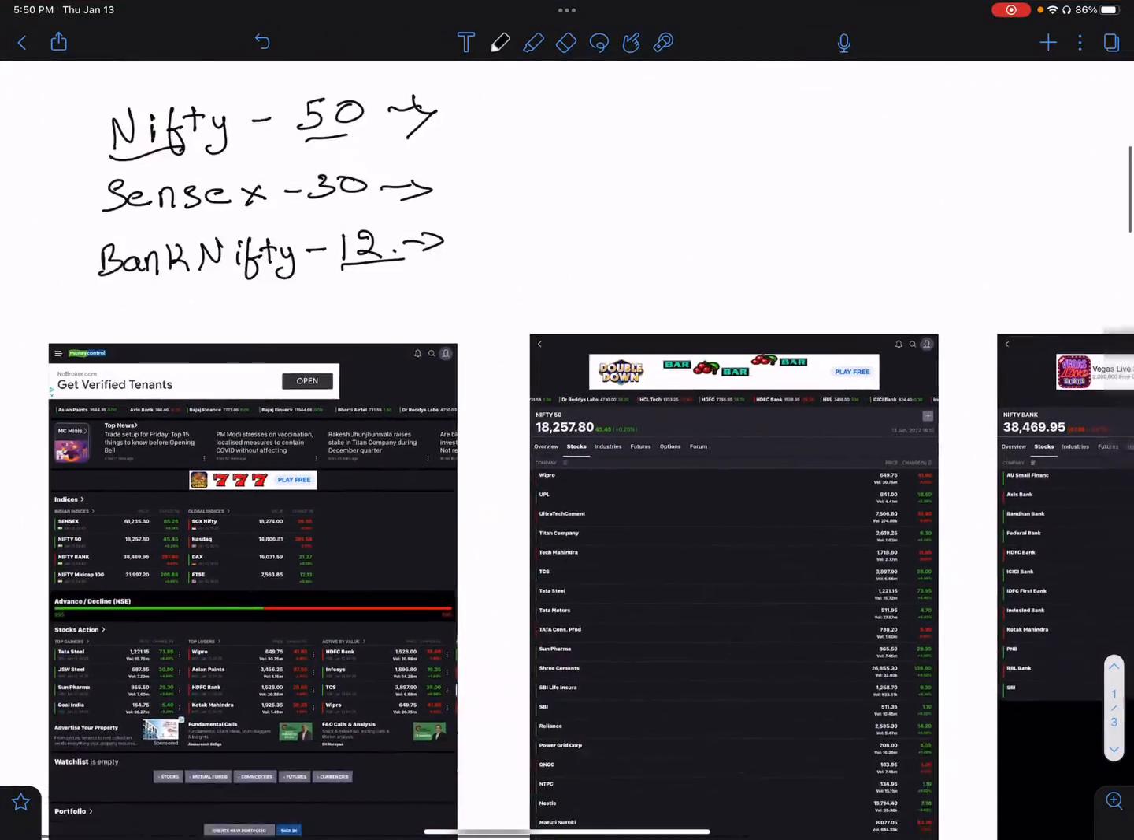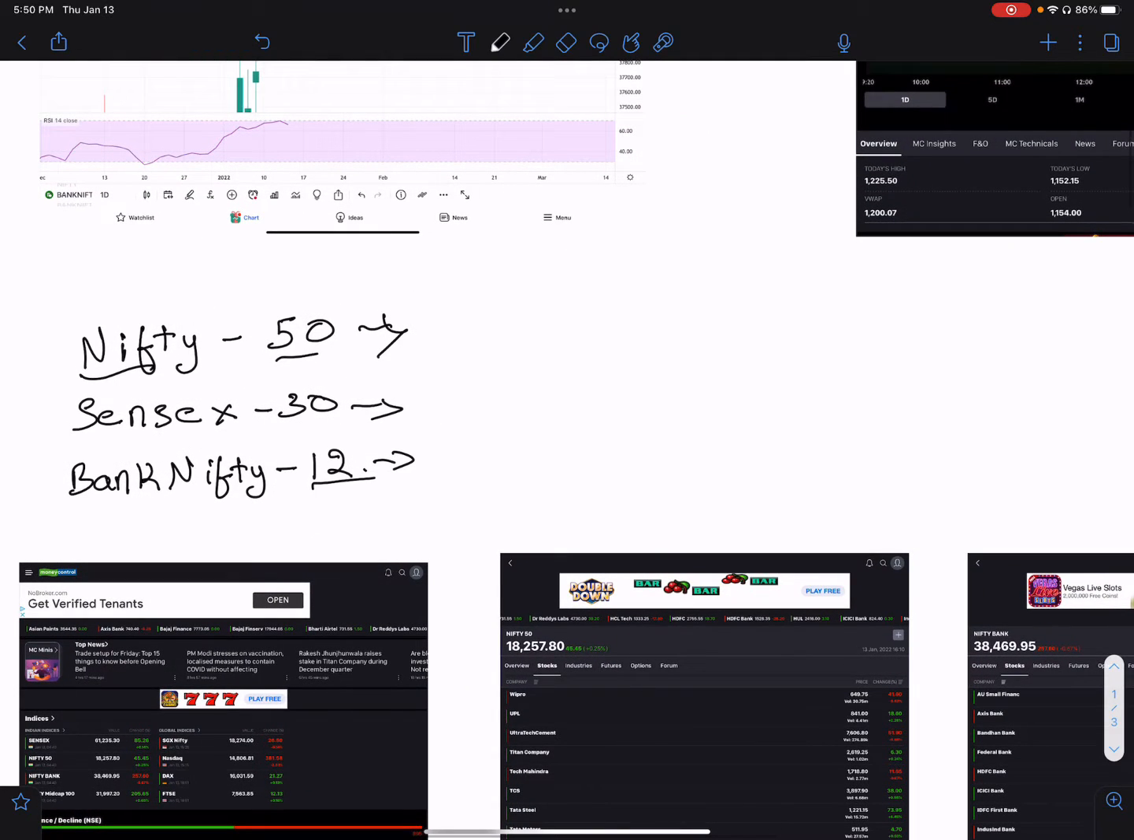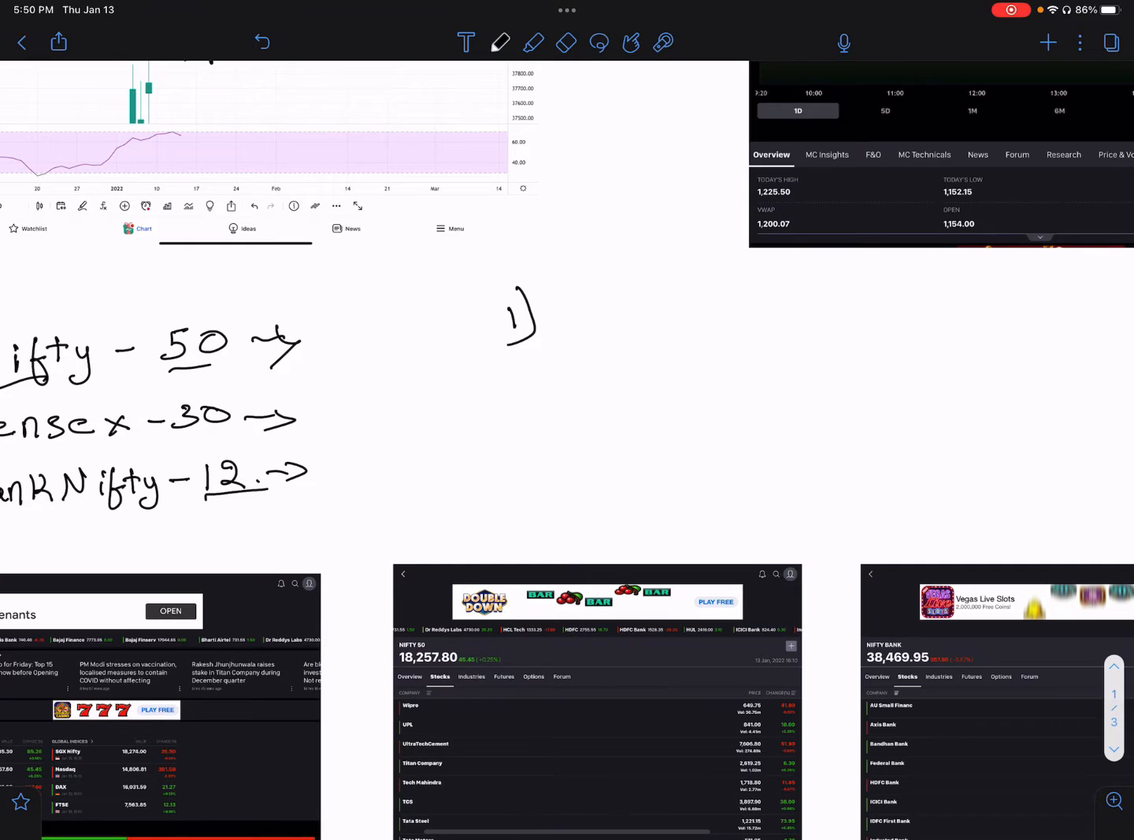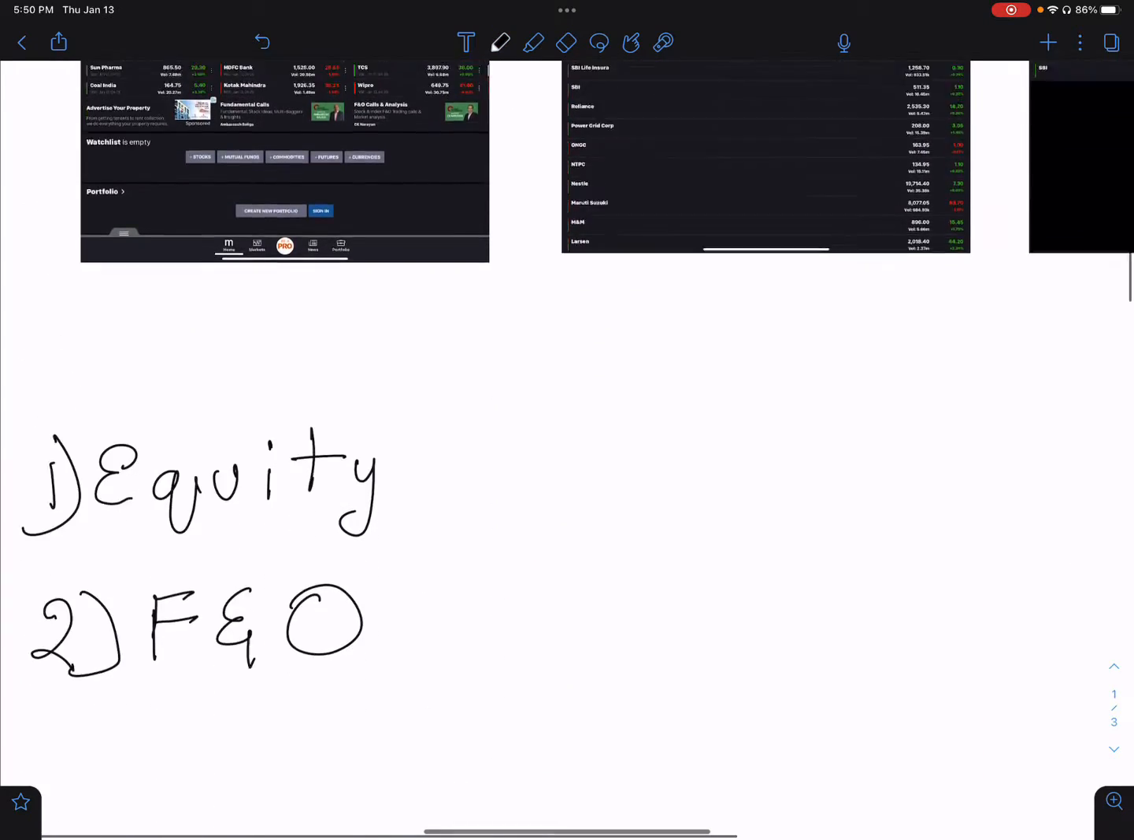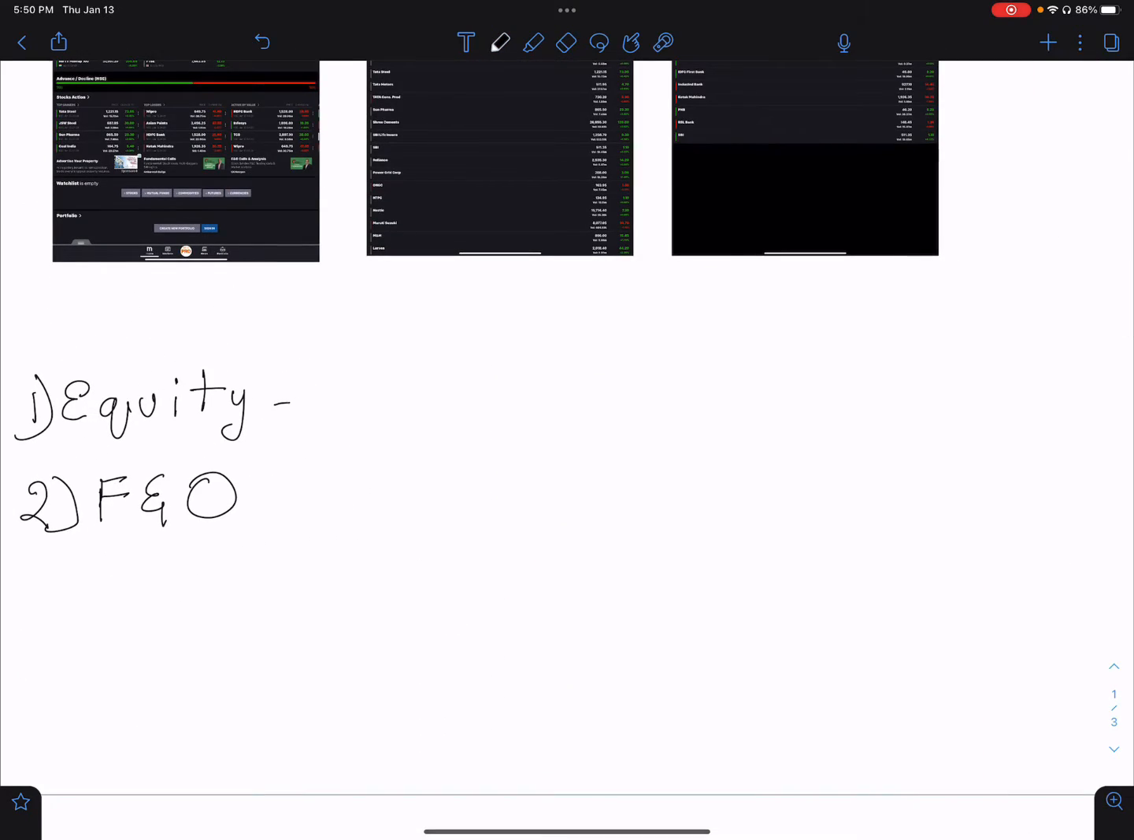So basically, how do we trade in the stock market? There are two types: number one, equity, and number two, F&O. Equities are like Reliance, HDFC, and all that stuff. You just buy them or sell them directly. You can buy Reliance and you can sell Reliance. You can buy Reliance at 100, you can sell Reliance at 200.